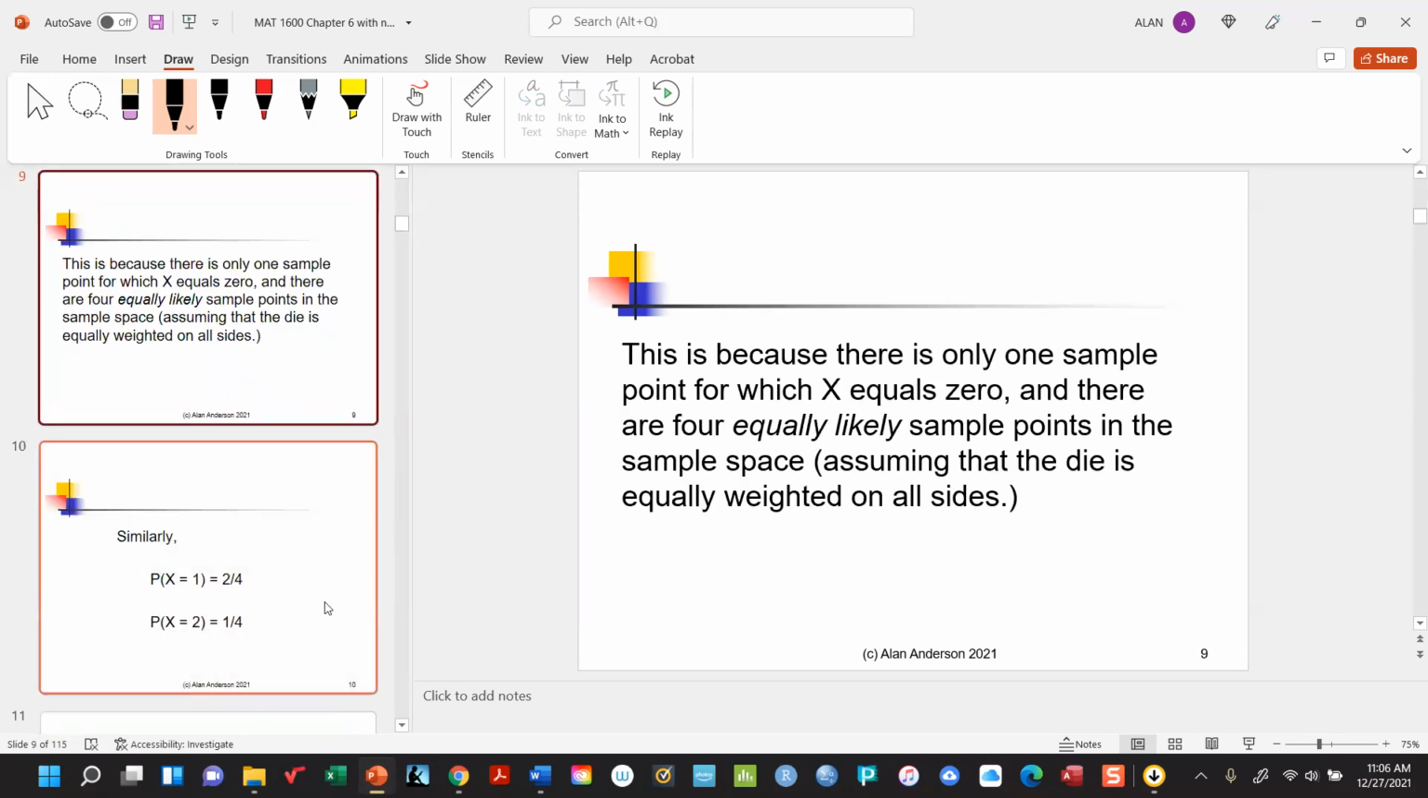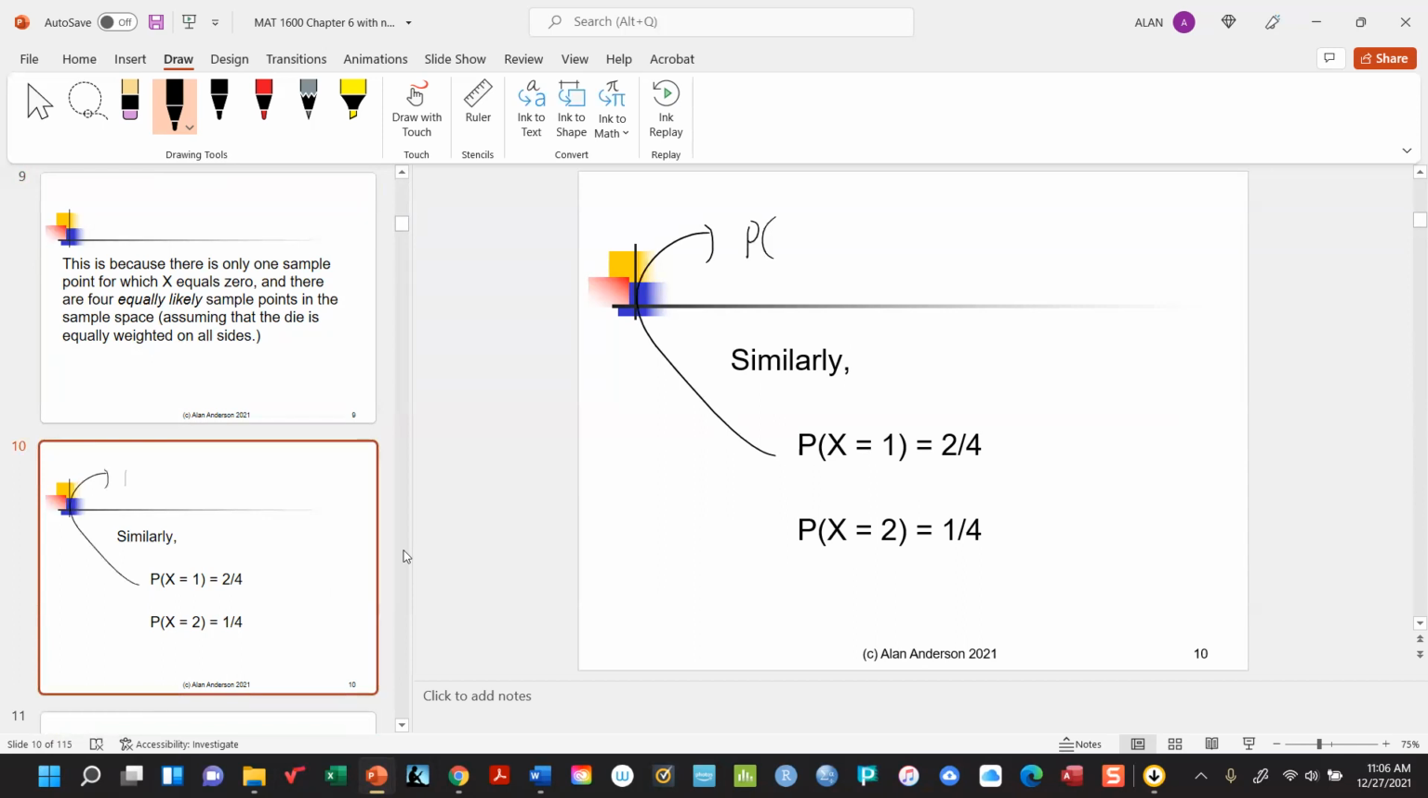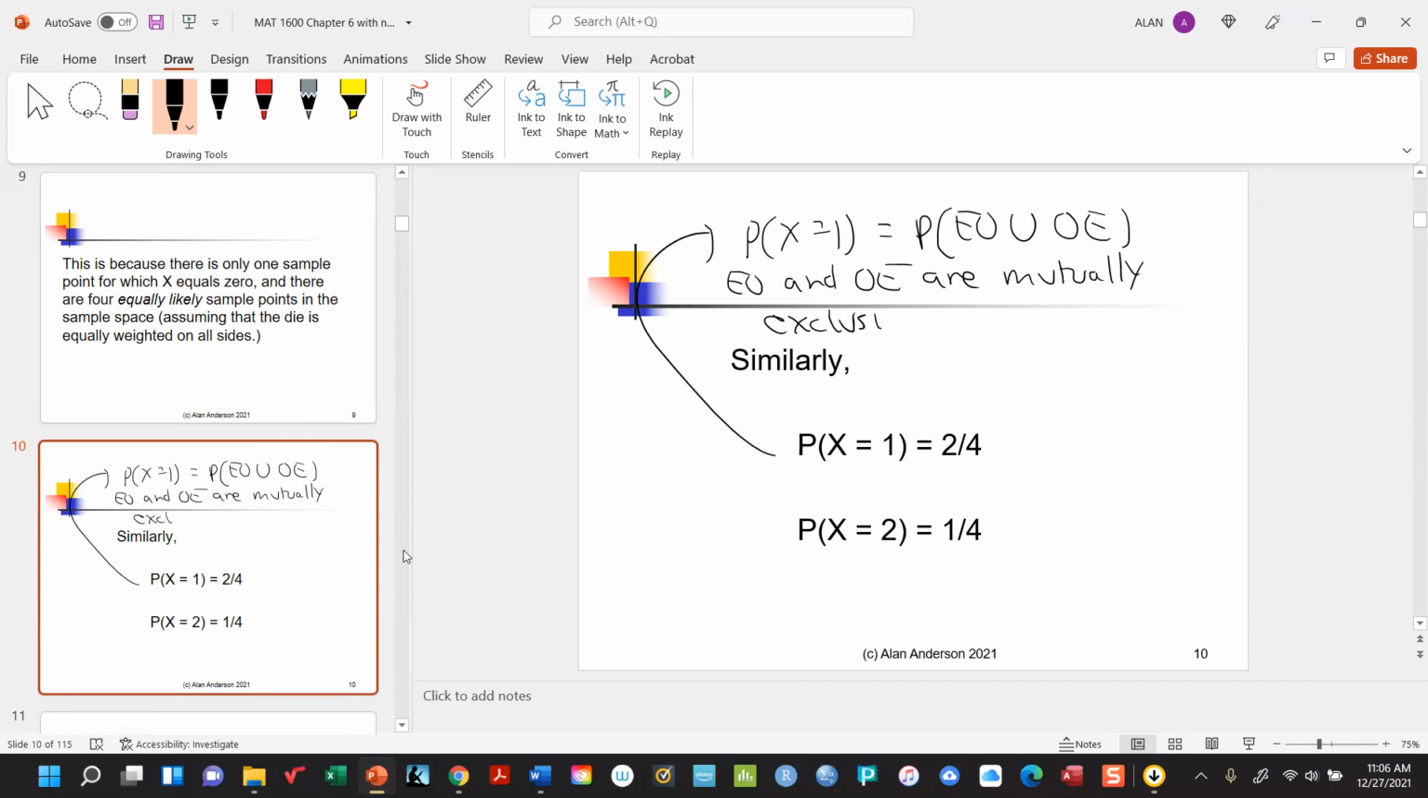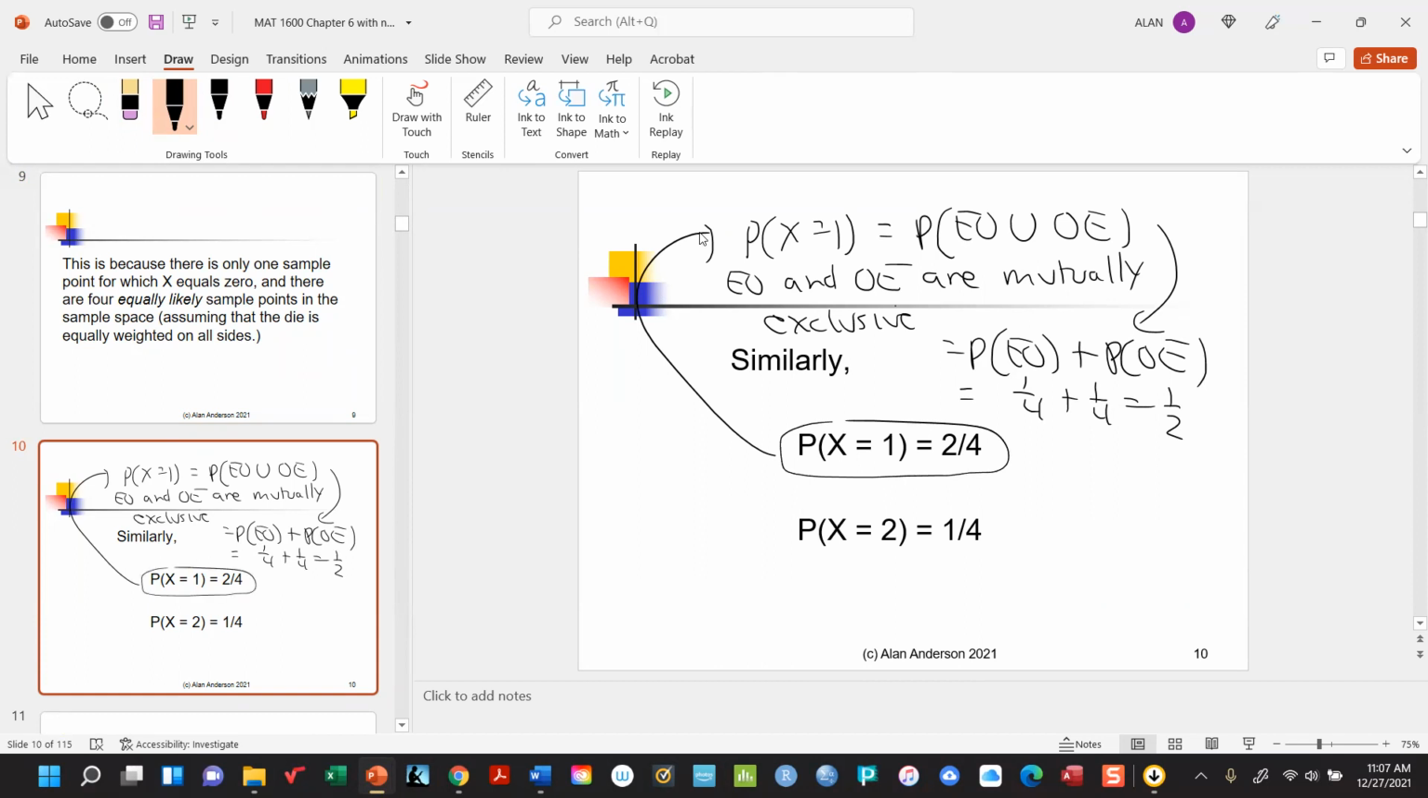Now, how about one? Well, the probability of one is the same thing as saying the probability of EO or OE, but remember EO and OE are mutually exclusive, which implies that this probability can be done with the simplified addition rule. And therefore, what we have is a quarter plus a quarter, which is a half. And how about two? Well, two just means the same thing as saying EE, which we already know is a quarter. We don't have to do any calculations.